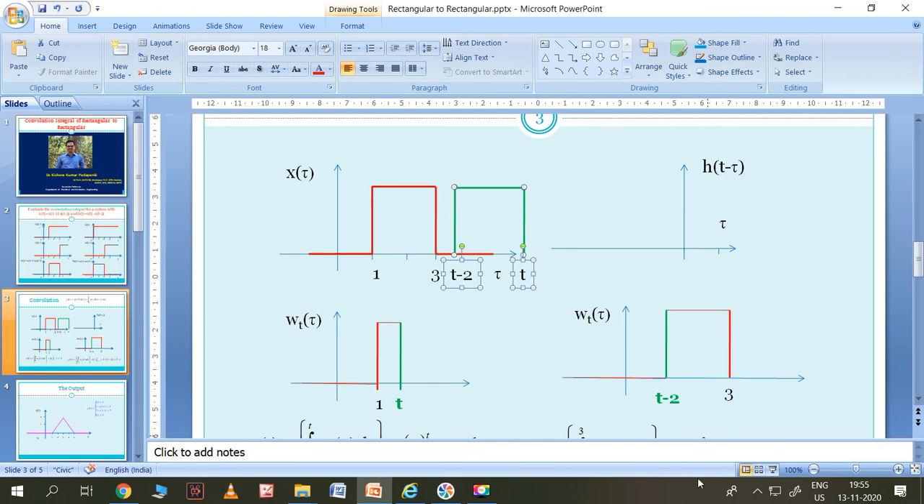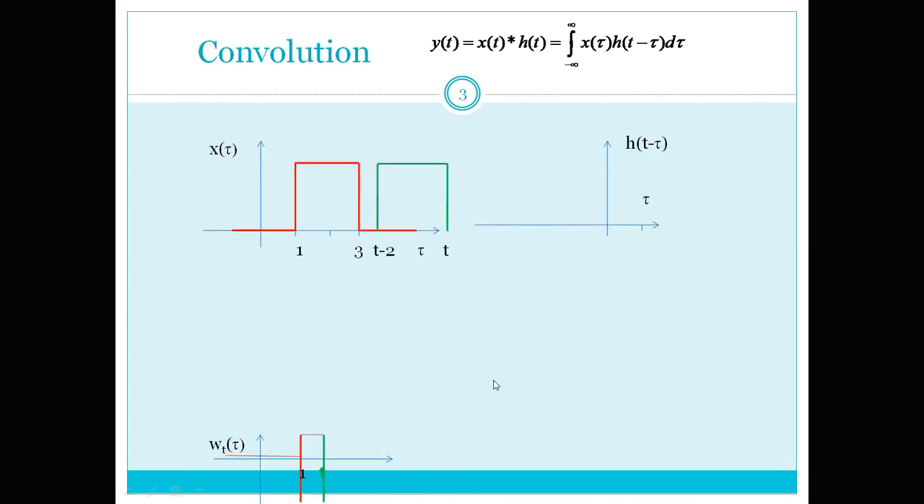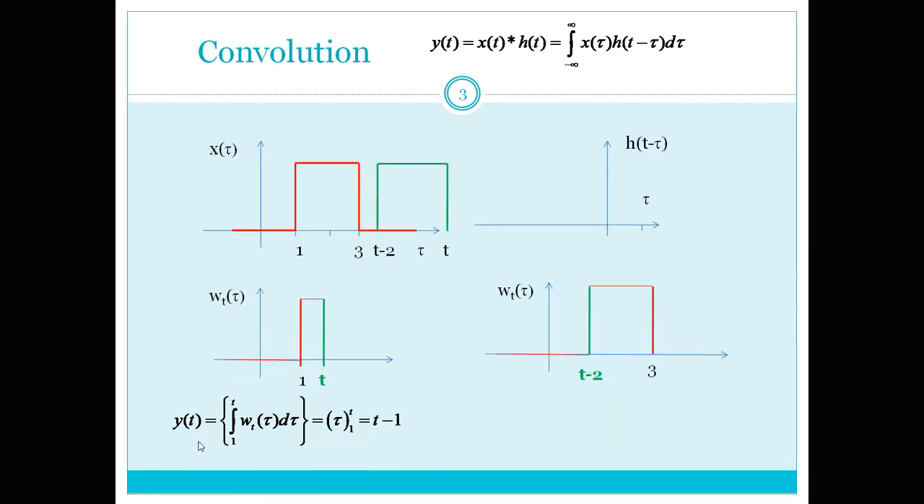Now we can say that for this case I want to represent it in this way. This is from minus infinity to infinity. From minus infinity to 1, all values are zeros, and from t to plus infinity, all values are 0. So in between 1 and t, I have some non-zero value, of course that is 1 only. So I can integrate Wt of tau from 1 to t. What is the value of Wt of tau? The multiplication of x of tau and h of t minus tau.